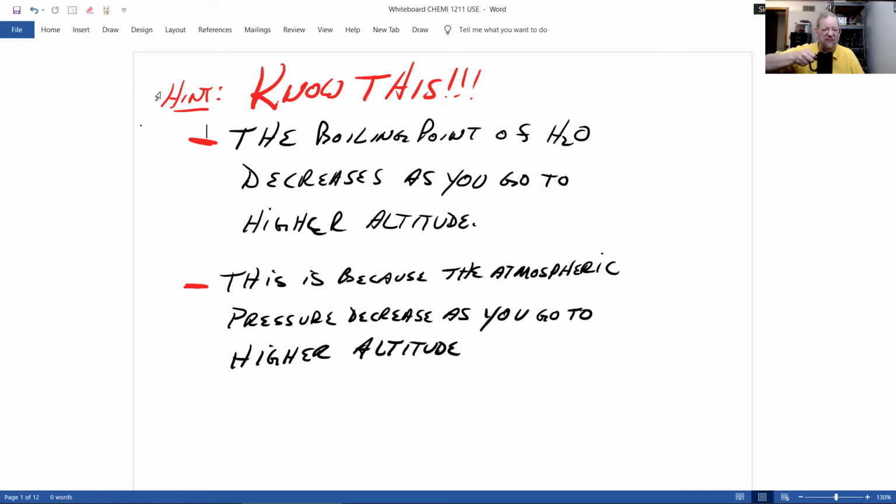But anyways, the boiling point of water, as you go to higher elevation, decreases because the boiling point is determined when the vapor pressure equals the atmospheric pressure. And as you go to higher altitude, the atmospheric pressure decreases.